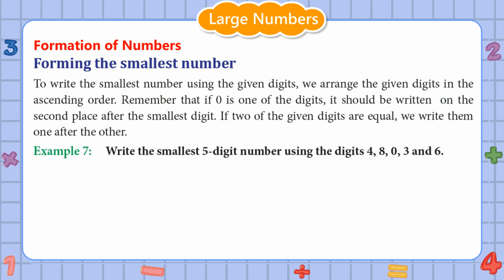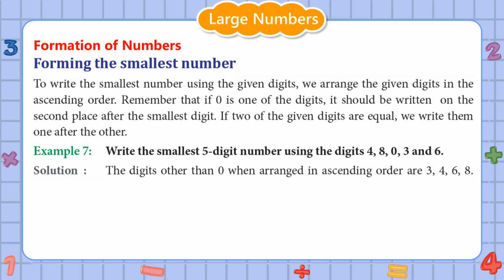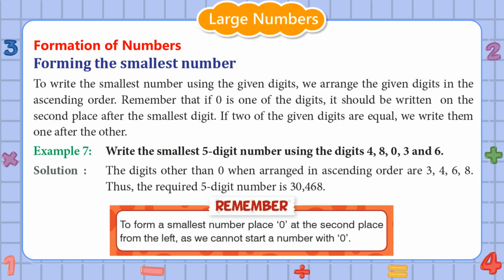Example 7. Write the smallest 5-digit number using the digits 4, 8, 0, 3 and 6. Solution. The digits other than 0 when arranged in ascending order are 3, 4, 6, 8. Thus, the required 5-digit number is 30,468. Remember, to form a smallest number, place 0 at the second place from the left, as we cannot start a number with 0.